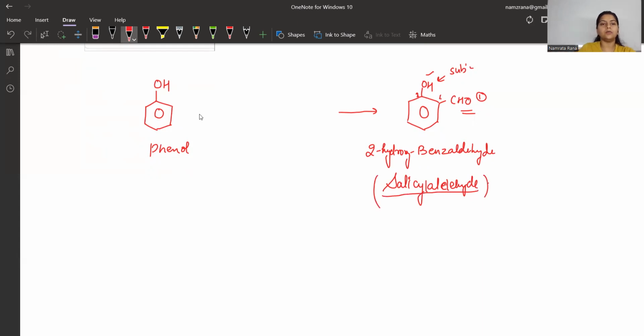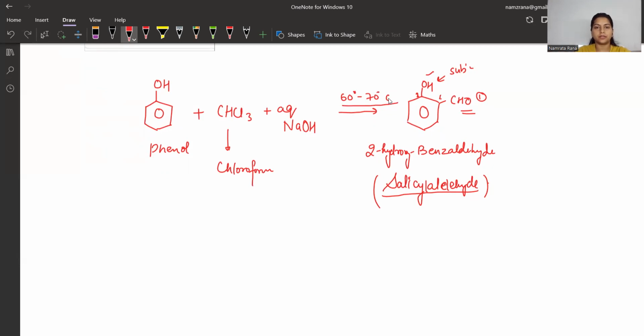Right? Now, third is the reagent used. Reagent used is chloroform in this type of reaction. In Reimer Tiemann reaction, what we use? Chloroform in presence of aqueous alkali. Aqueous alkali, you can take NaOH. Right? This is your chloroform. Now, let's see if there are any temperature condition or pressure condition. Yes, there are. Temperature should be 60 to 70 degree Celsius.